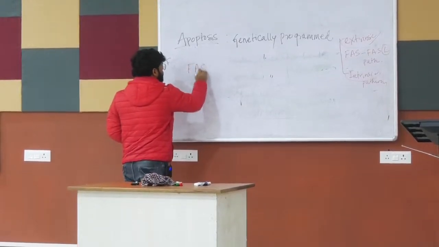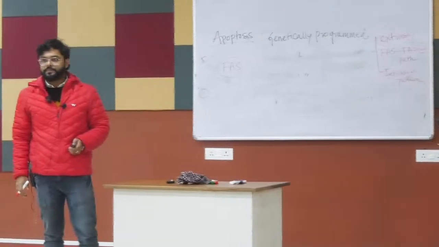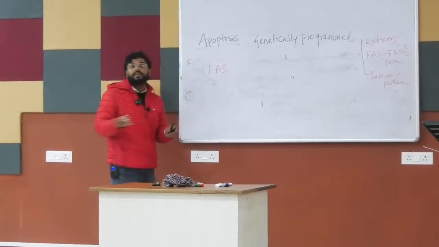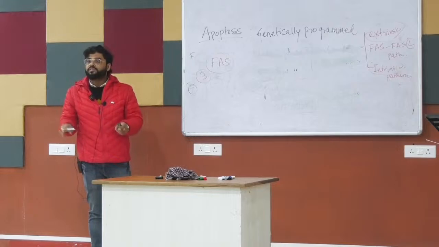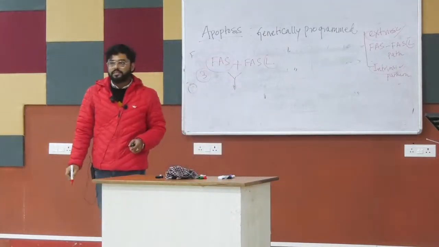Fas is present in the cell membrane. These are basically monomers, and they will cross-link with each other. There are 3 Fas proteins which cross-link with each other, and they bind with Fas ligand.